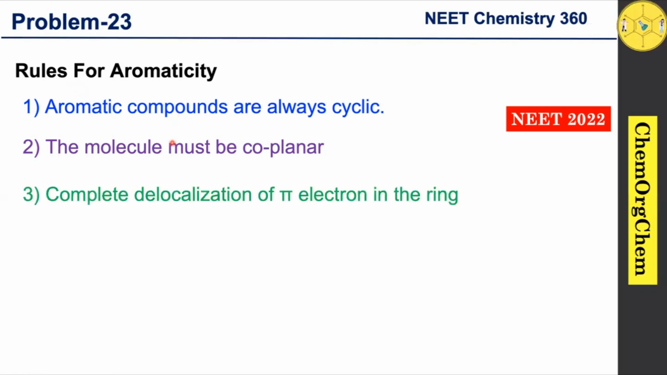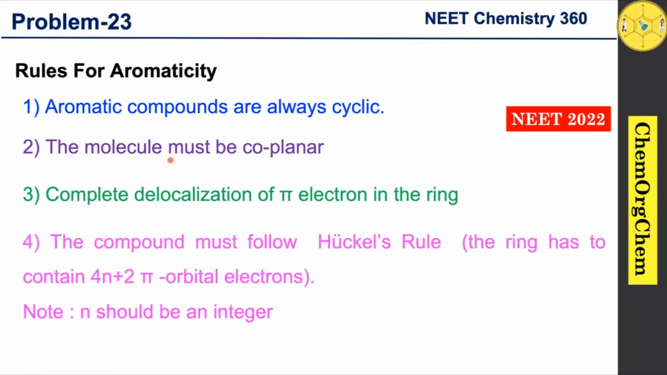Next, conjugation. The ring must have a continuous system of overlapping p orbitals, usually involving alternating single and multiple bonds, or sometimes lone pairs or vacant orbitals in the ring. The final rule is Huckel's rule. The cyclic conjugated system must contain 4n plus 2 pi electrons, where n should be an integer such as 0, 1, 2, etc. So let's analyze each of the given compounds step by step.